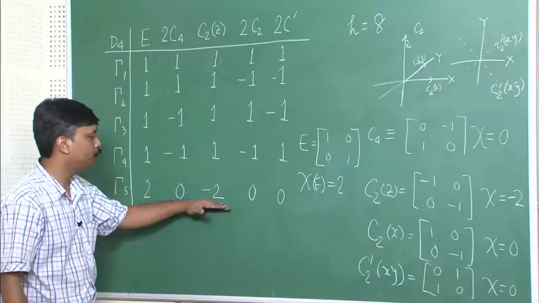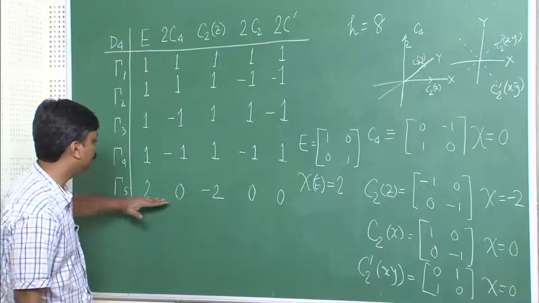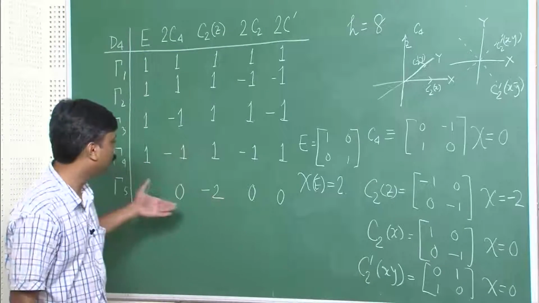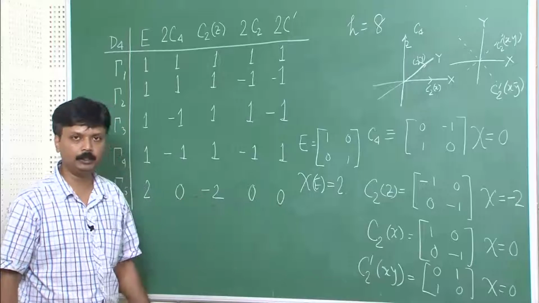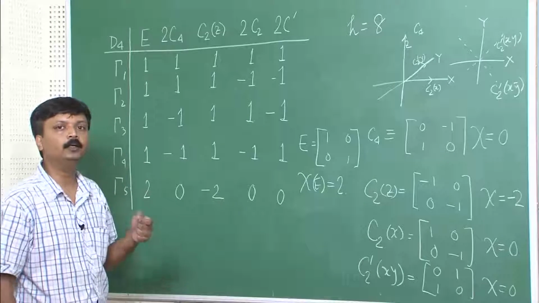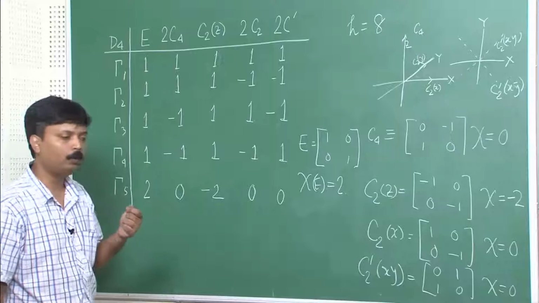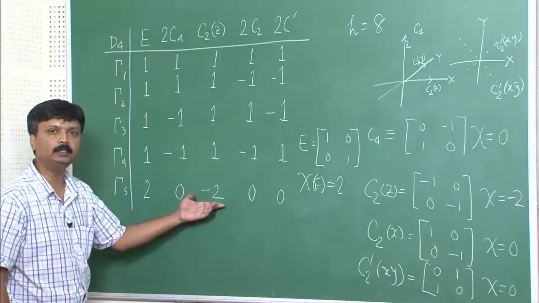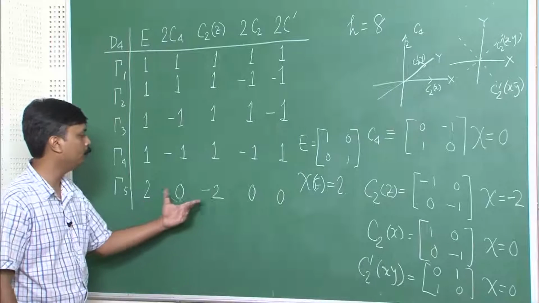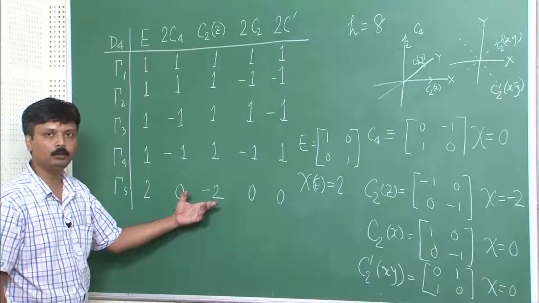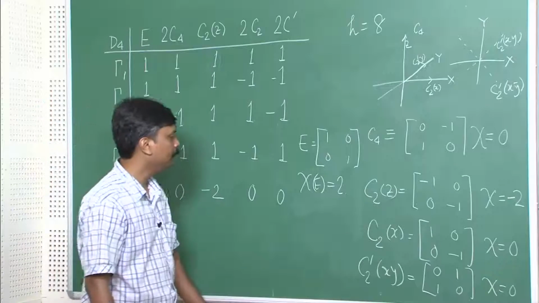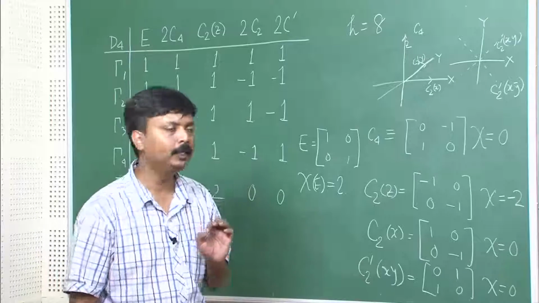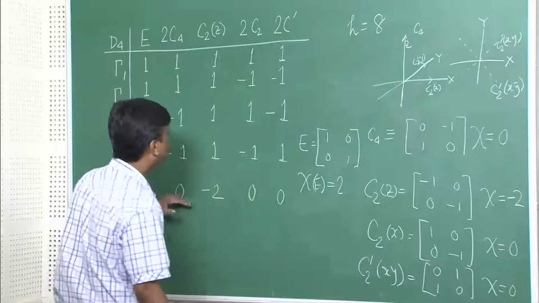So first let's see if the sum of the squares of the characters of this particular irreducible representation, which is 2-dimensional, is equal to the order of the group or not. So very easily we can see that it is 8. The square of 2 plus square of 2 equals 8. So that is satisfied. The last thing we are left with is to verify whether orthogonality holds or not.